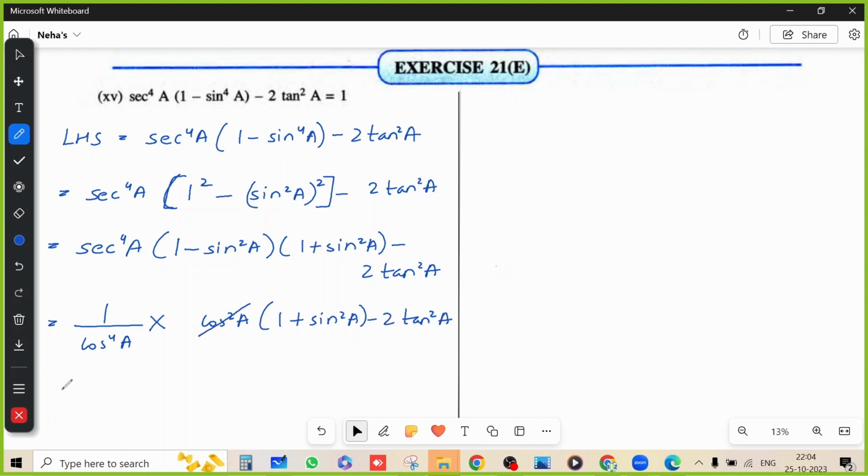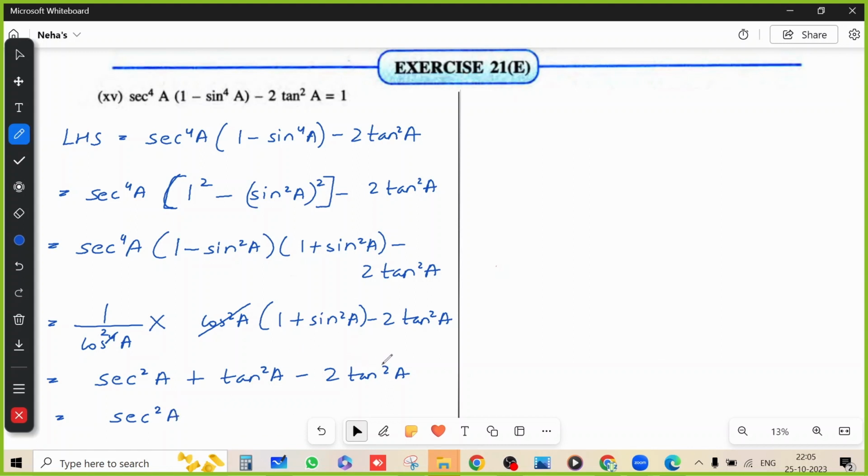Now here we will cancel out cos square A. So we are left with 1 divided by cos square A in the denominator. Now this will become (1 plus sine square A) divided by cos square A. So we will divide the numerator by cos square A. So this would become 1 divided by cos square A, which can be written as sec square A. Sine square A divided by cos square A can be written as tan square A, and minus 2 tan square A. Now this will be sec square A.